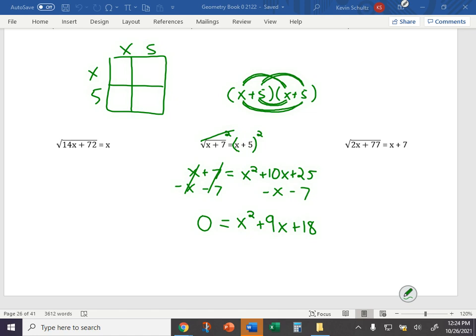Why do we subtract 1x from 10x instead of the x squared? Because x squared and x aren't like terms.